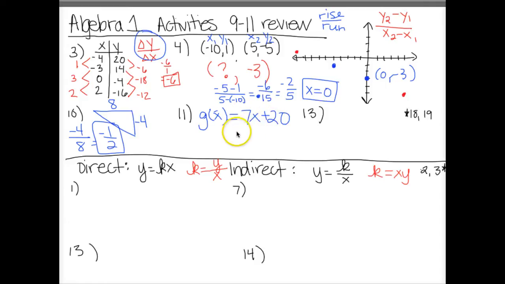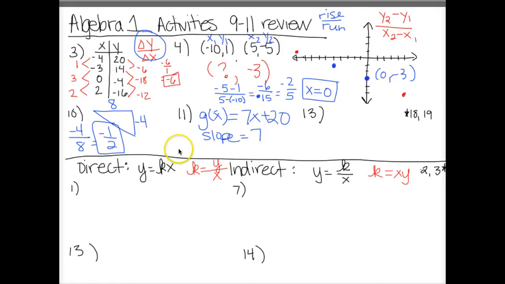That's part A. Part B says determine the slope, and it said without graphing. So remember that another thing that we learned about slope is that it's always the coefficient of the variable. So 7 is the coefficient of the variable, so that means the slope is 7.